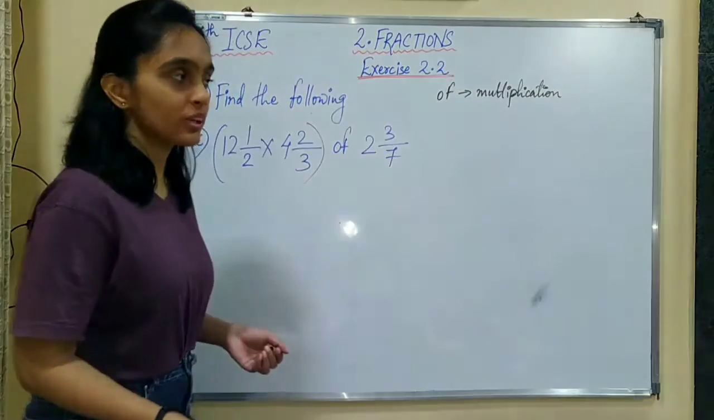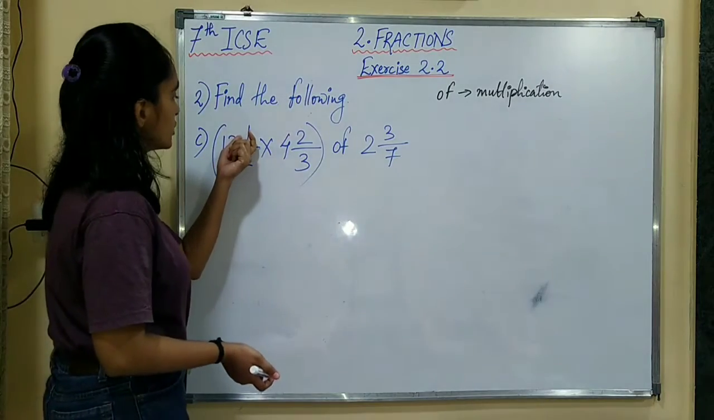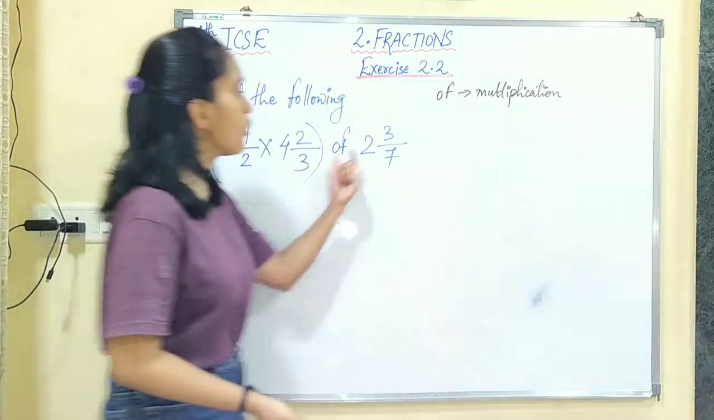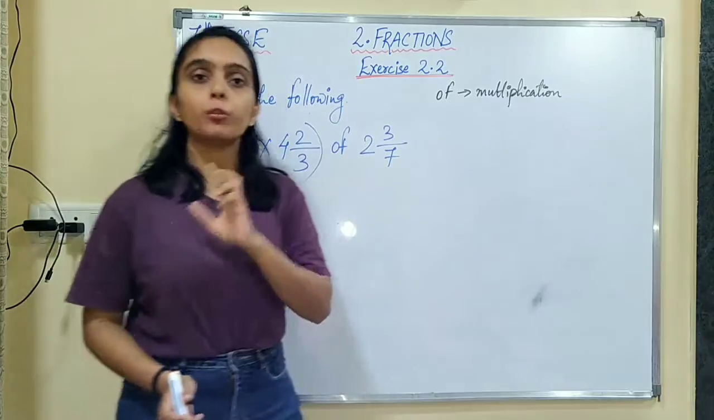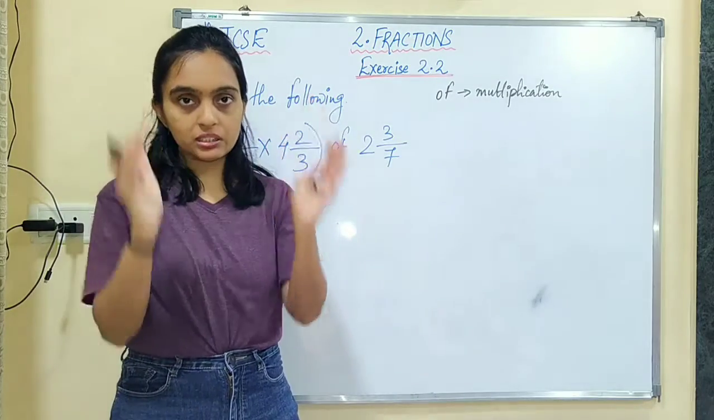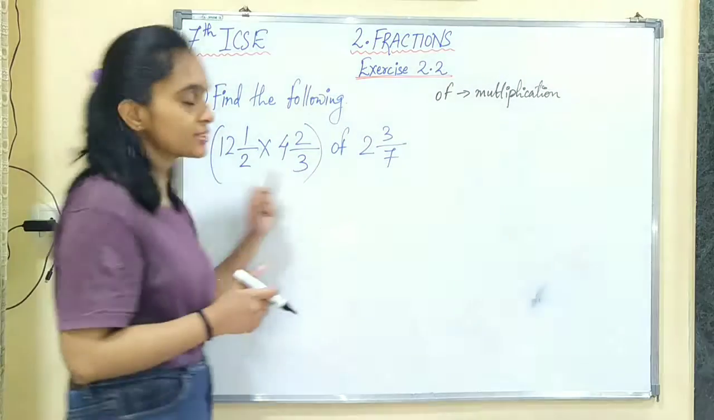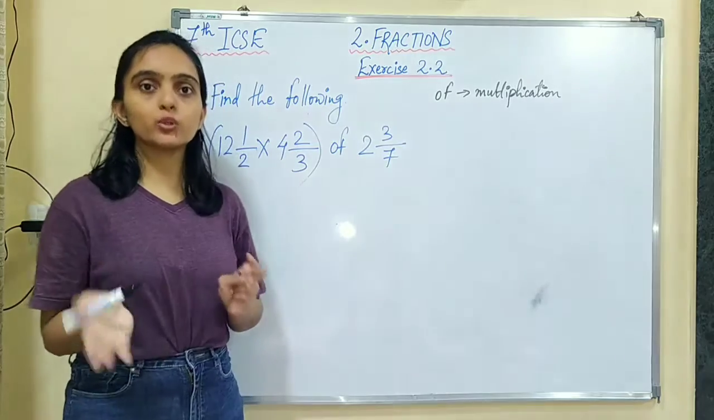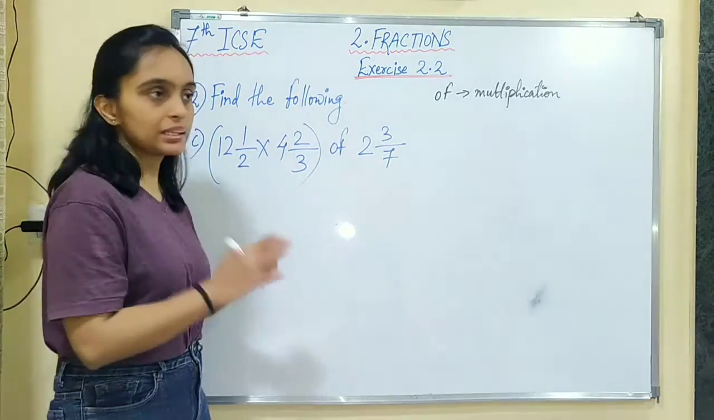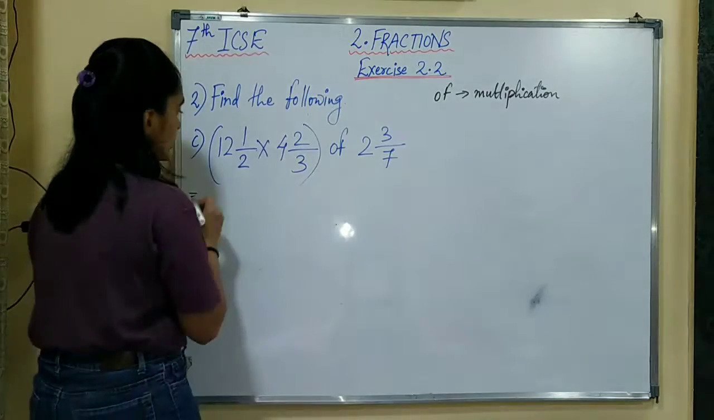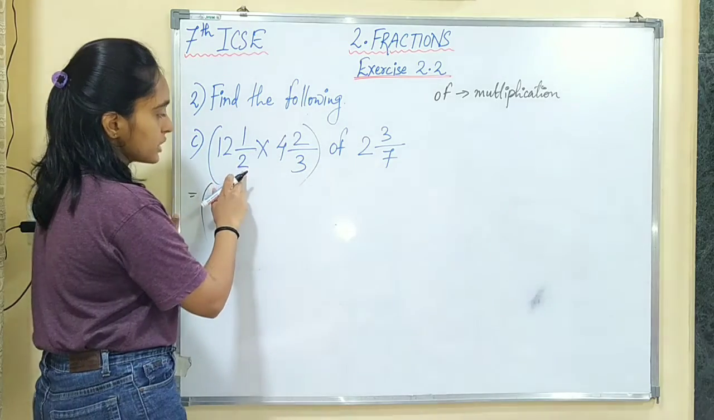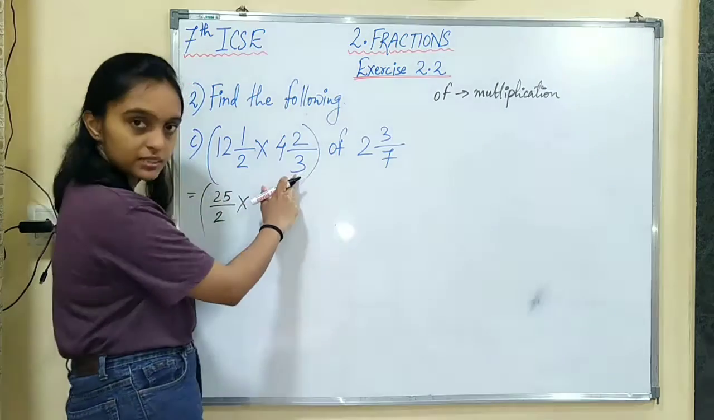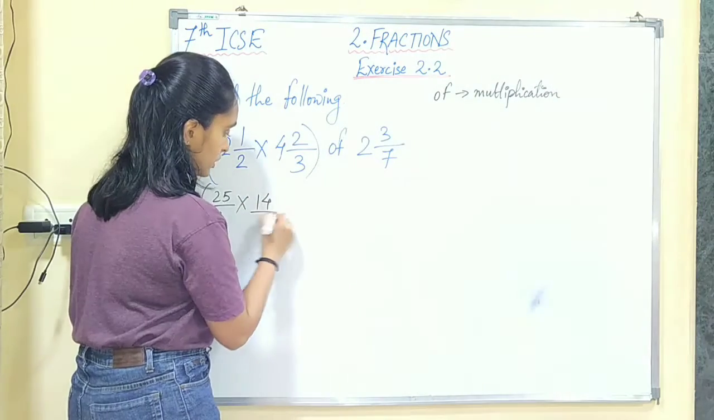One more sum from the second question. 12 integer 1 upon 2 multiplied by 4 integer 2 upon 3 in one bracket of 2 integer 3 upon 7. So by BODMAS rule, we have to first solve the innermost bracket. So here we have to solve this bracket first, and in this bracket we have two mixed fractions. First we will convert them into improper fractions and then multiply, and then we can open the bracket. So it will become 12 twos is 24 plus 1, 25 upon 2 multiplied by 4 threes is 12 plus 2, 14 upon 3.